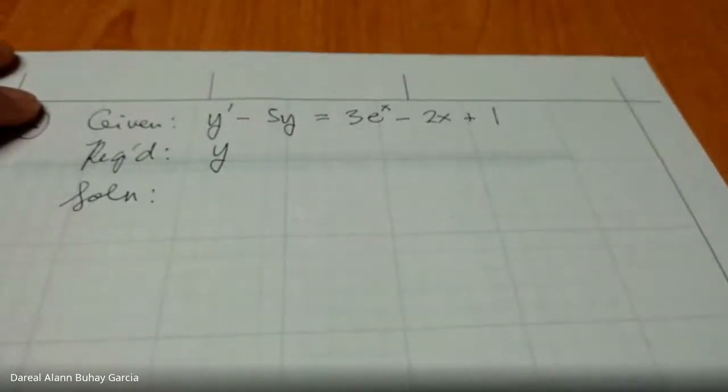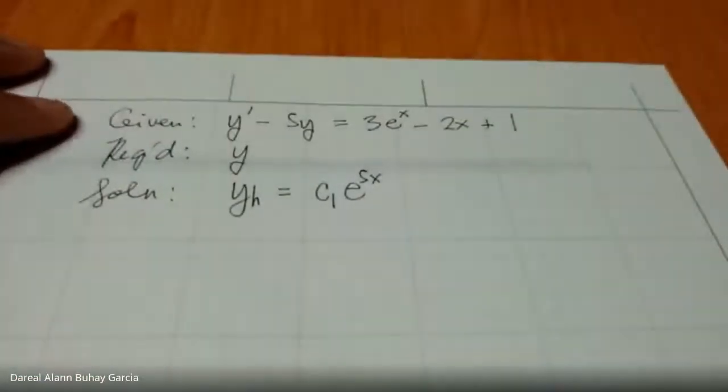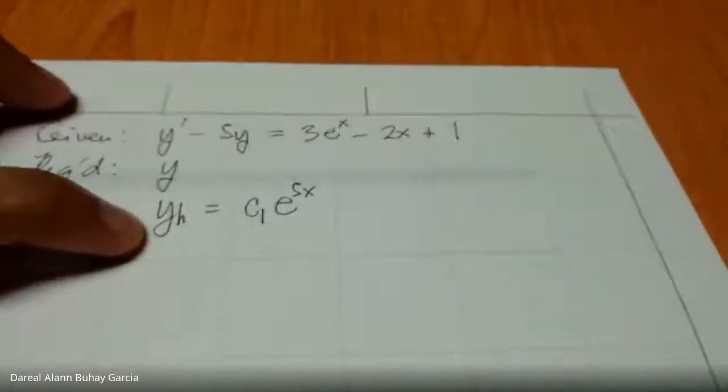I think it's the same as the left-hand side. So our y of h is equal to C1 e to the power of 5x. Okay, so that's already done.